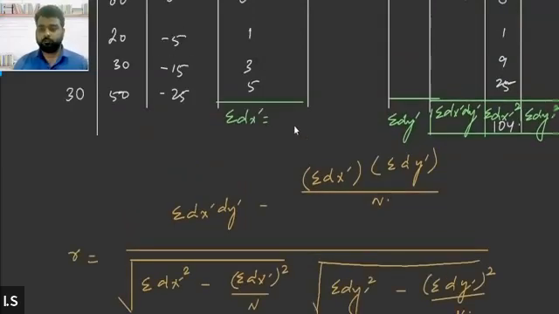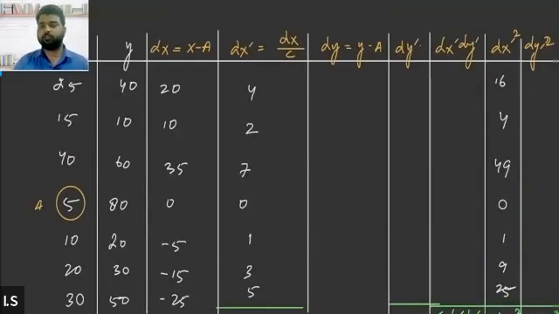Done, Alexander. Tell me the value of the dy. 30, 30. Okay. 30, 0, 50, 70, 10, 20, 40.